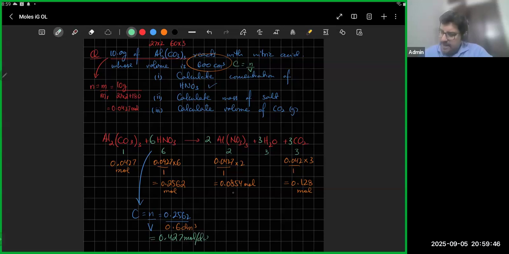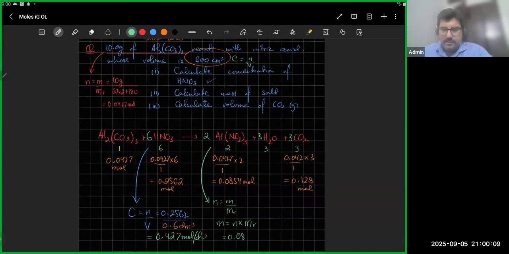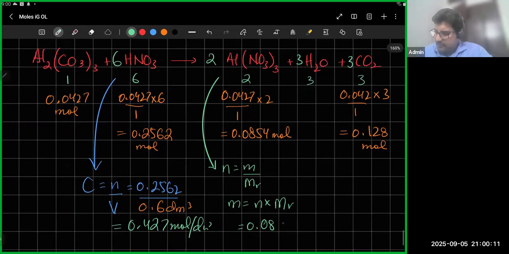Anyways, what is the mass as a second part? Calculate the mass of this thing. So moles is what? Mass divided by MR, right? MR in this case, molecular mass. So mass would be what? Moles multiplied by MR. We know what the moles are, 0.0854 times the MR.